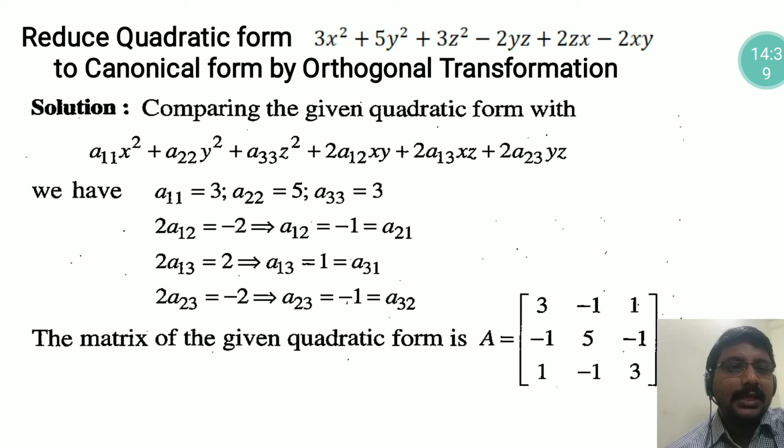Plus 2a12xy plus 2a13xz plus 2a23yz. So comparing with these, we compute the constants or coefficients of the matrix: a12, a13, a23, a31, a32. These are all constants which are to be computed by comparing with the given quadratic form. So thus we will have a matrix A. So here clearly matrix A is in symmetric form.